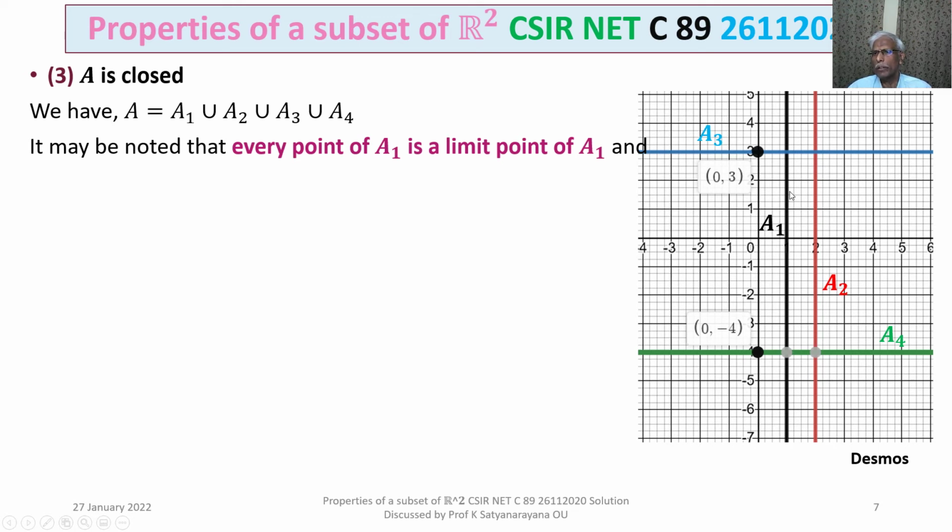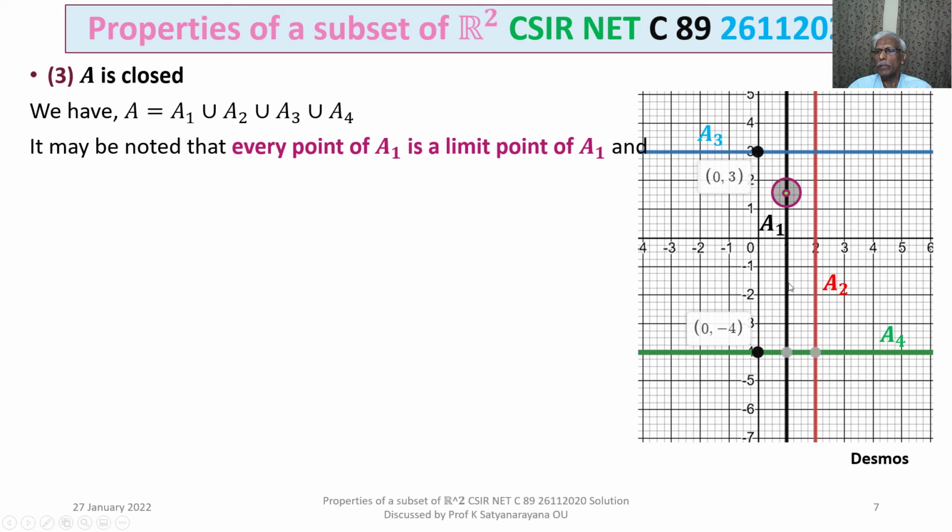Why? If you take any point on A1, and take any neighborhood, every neighborhood of that point will contain infinitely many points of A1. And here the neighborhood is a circular neighborhood because the situation is in R square. So this is an arbitrary point, and every neighborhood of it will contain infinitely many points. Therefore, that point is a limit point. So every point of A1 is a limit point of A1.